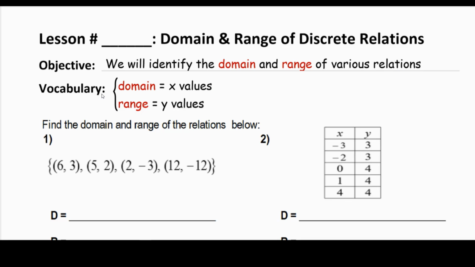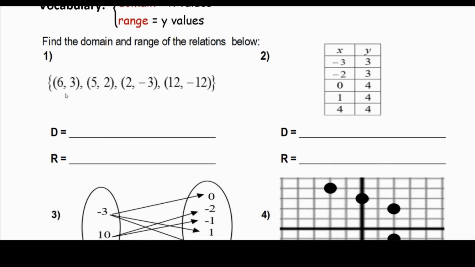Two very important vocabulary words are domain and range. Please remember domain is x values and range is y values. So in these problems, we're going to find the domain and range of the relations below. We're going to start with a list of ordered pairs.